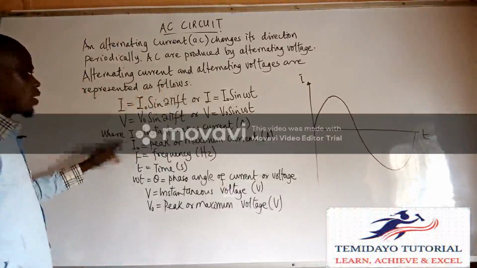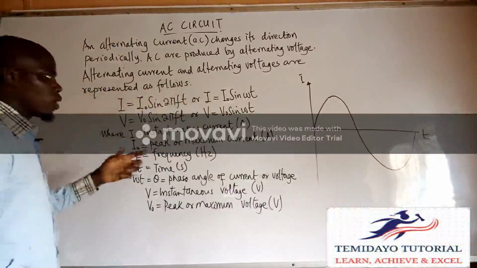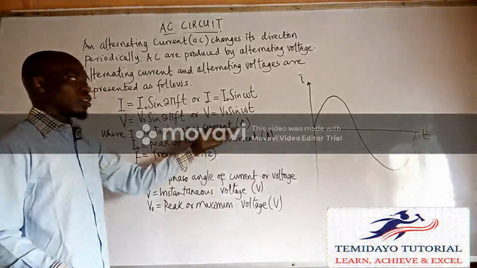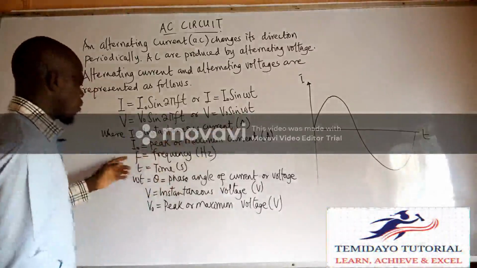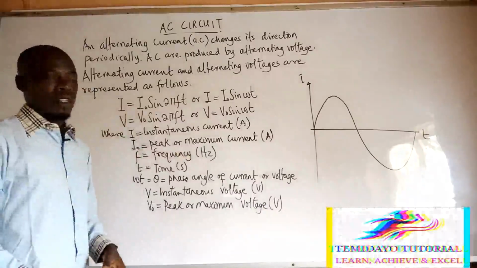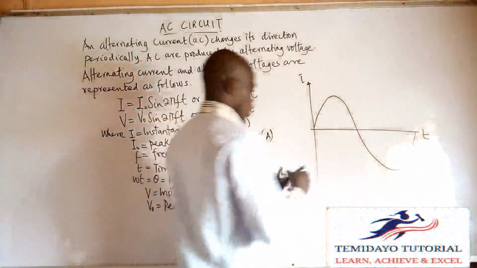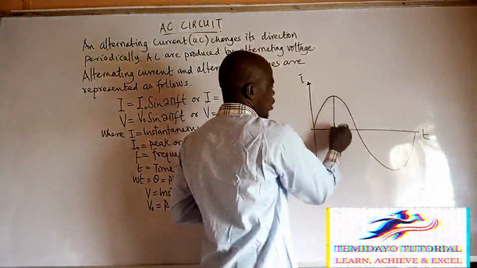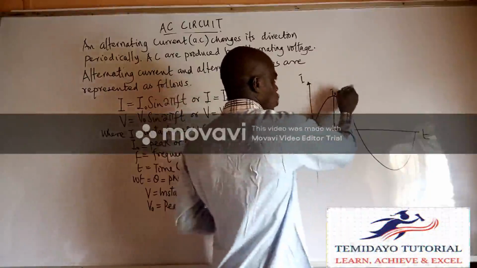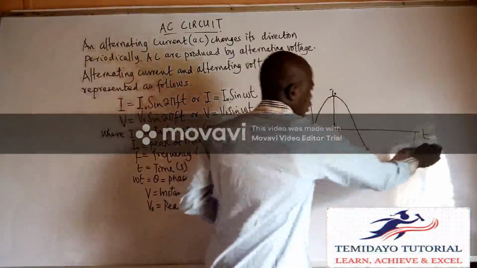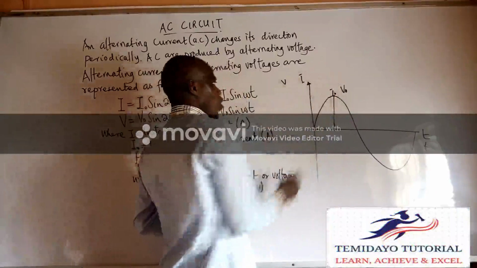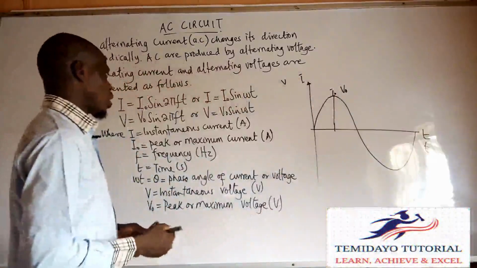The I you are having here is referred to as instantaneous current, and it is measured in ampere. Then we have our peak current, that is our I naught, the peak or maximum current. This is the peak, where you have your I naught. The same thing applies if you are plotting V against t, you're having your V naught here. This is the peak value of the alternating current or alternating voltage.